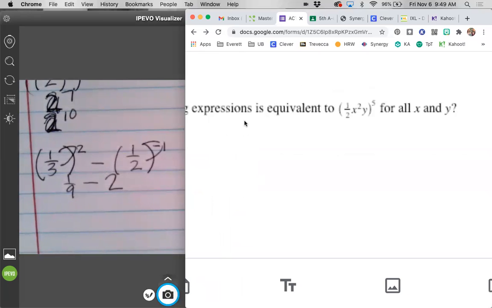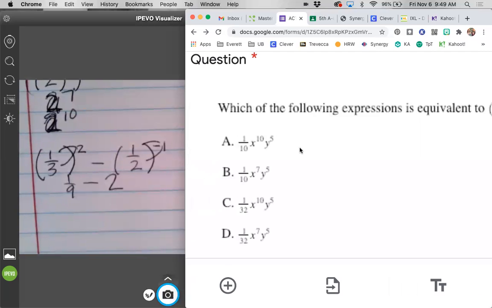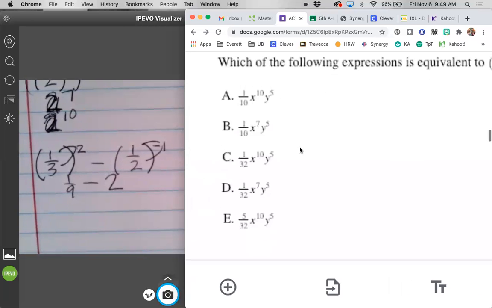Okay, so here we distribute this 5 to all 3 of these. Personally, I'm going to check the X's and Y's first. Because I'm pretty quick at it, we've been doing this for a little while, I'm going to check them both at the same time. So this should be x to the 10th, y to the 5th. Let's see what all we've got.